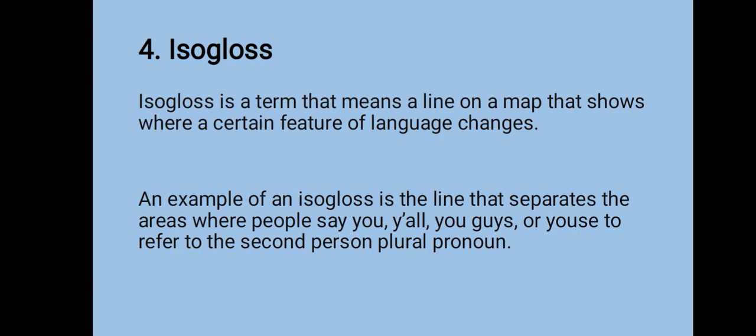Isoglosses are lines on a map that show where a certain feature of language changes. For example, in the United States, there is an isogloss that separates the area where people say "you all" from the areas where people say "y'all". This isogloss is used to show the difference in the second person plural pronoun. If you are from the north, you might say "you all", while someone from the south might say "y'all".